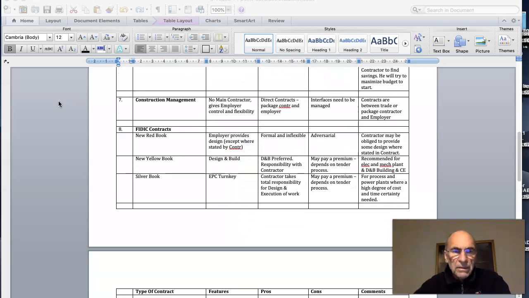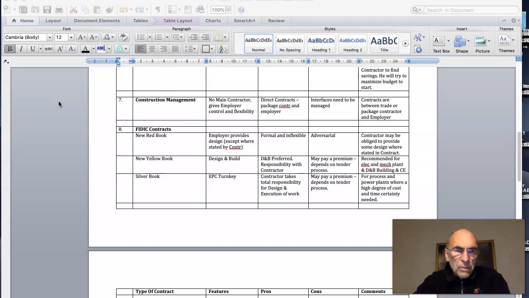So point 8 is FIDIC contracts. These are international engineering contracts. There's a new Red Book contract where the employer provides the design, except where stated as being by the contractor. It's formal and inflexible, and it's generally an adversarial form of contract. The contractor may be obliged to provide some design where stated in the contract.